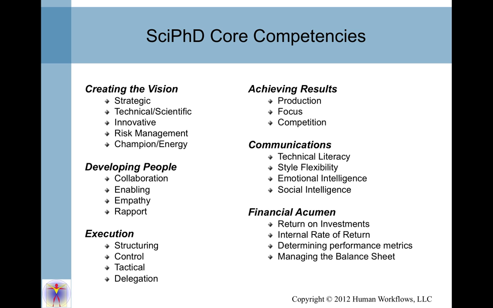The SciPhD training program is based on the identification of 24 core competencies that are highly valued by industry, particularly for entry-level positions. These 24 competencies are grouped into 6 major areas shown here: creating the vision, developing people, execution, achieving results, communications, and financial acumen.